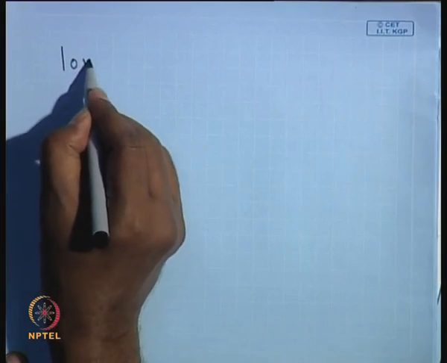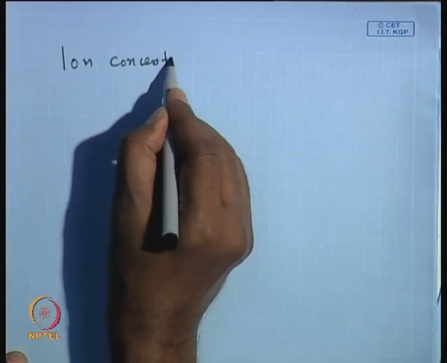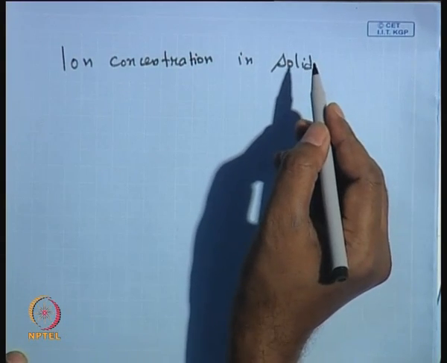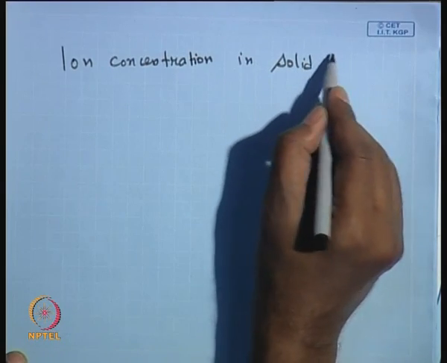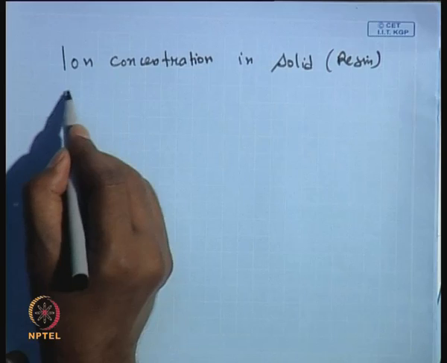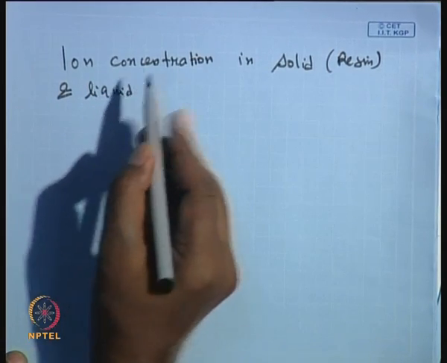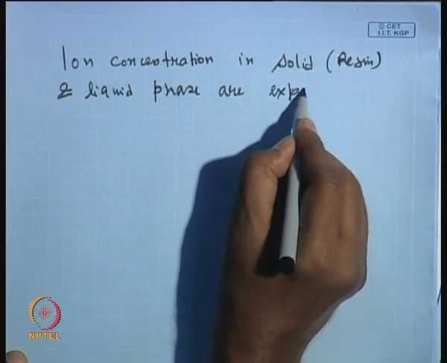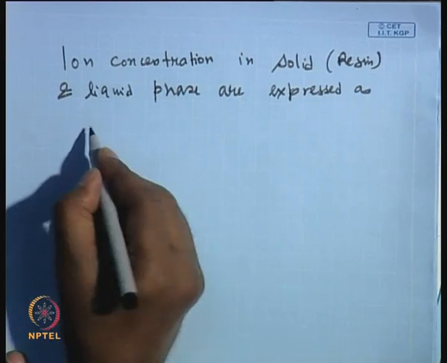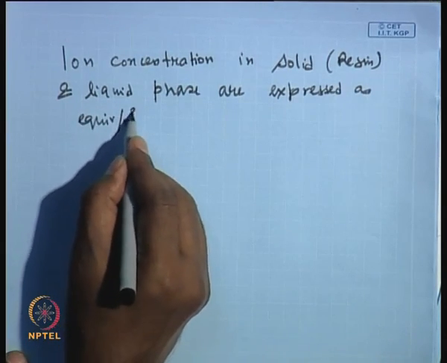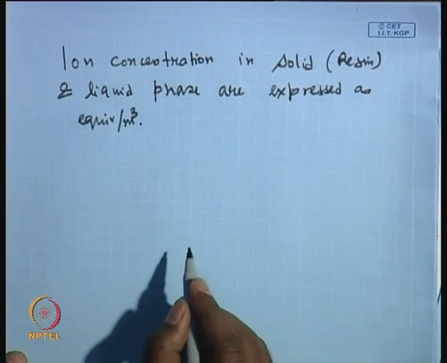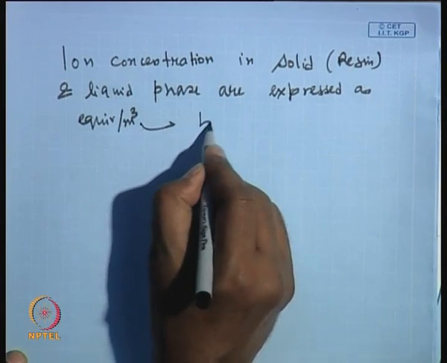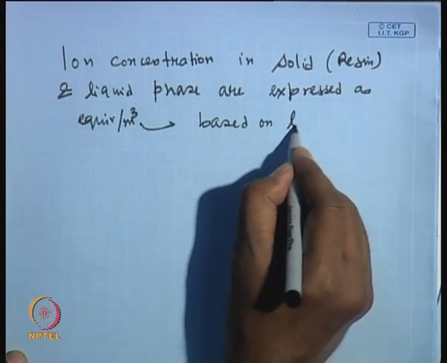Now, the ion concentration in the solid phase, meaning the resin phase, and the liquid phase, meaning the solution phase, are expressed as equivalent per meter cube. Okay, not molar per meter, it will be equivalent per meter cube, and this is based on total column volume.